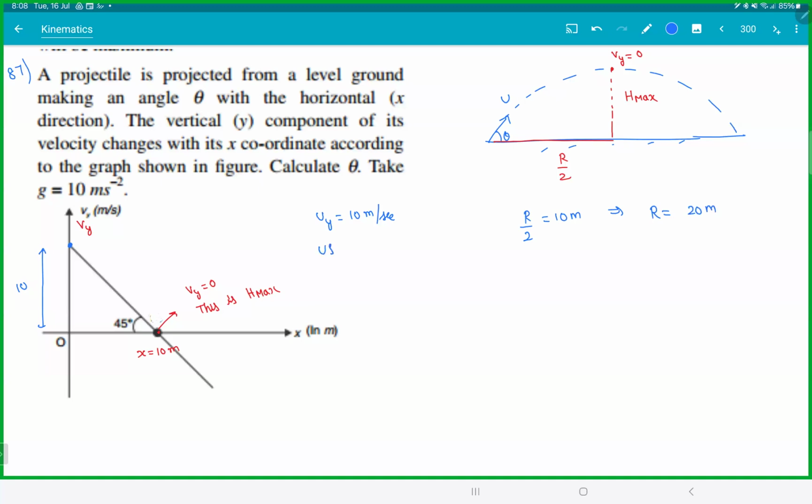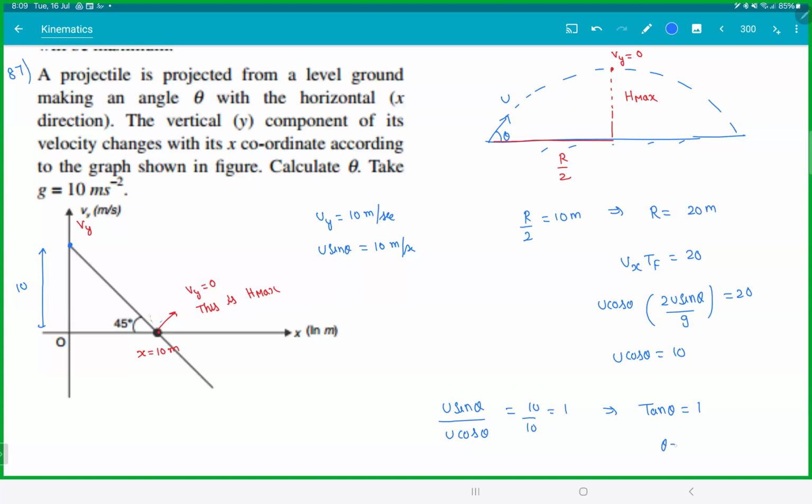Uy is nothing but u sine theta. And we know range is nothing but ux into time of flight. Ux is u cos theta. Time of flight is 2u sine theta by g. But I know u sine theta is already 10. The u cos theta is also 10. You're done. If you divide u sine theta and u cos theta, which is 10 by 10, we get tan theta is equal to 1. The angle of projection is 45 degrees. If you want speed, speed is 10 root 2 meters per second.